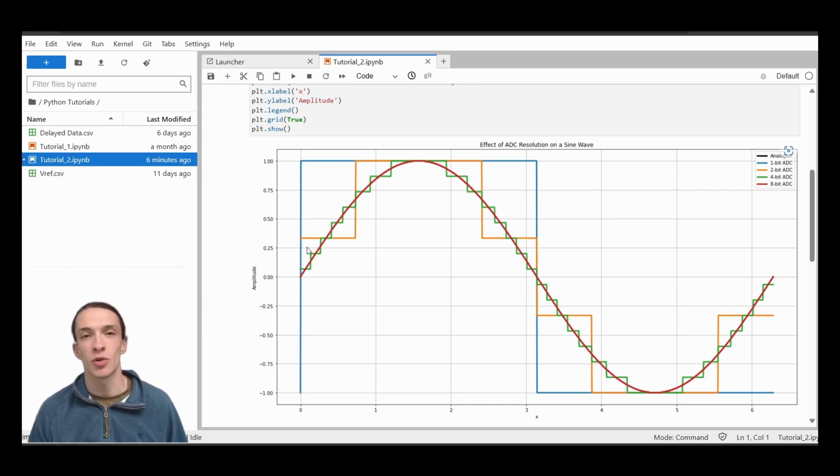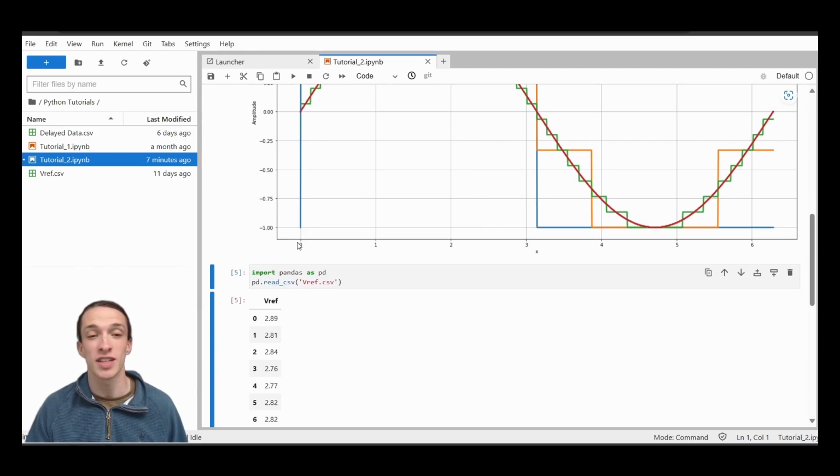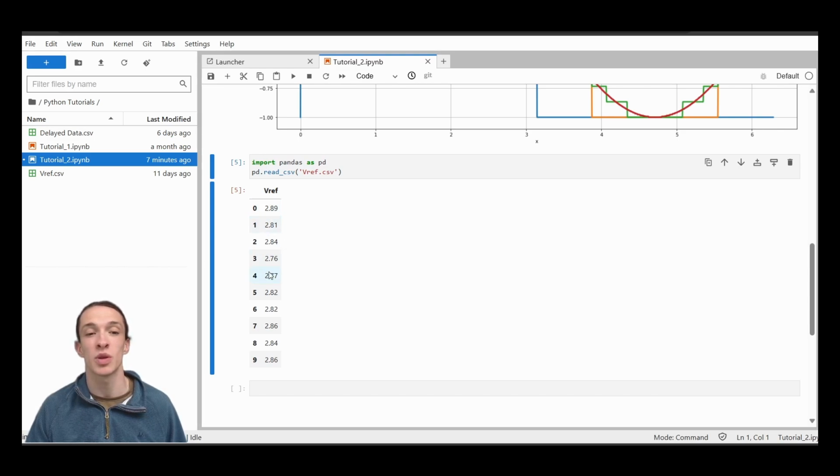It will flatline. The reference voltage for every ESP32 is different, and if you don't believe me, here are 10 different ESP32s that we measured the reference voltage of: 2.89 volts, 2.81 volts, 2.84 volts, 2.76 volts. That's a significant difference, so you will need to measure this yourself, because if you multiply the fraction, the digital reading divided by 4095, by the wrong reference voltage, you'll get a different voltage, and then you'll get a different temperature, which is not what we want.